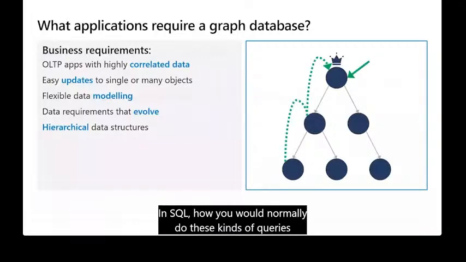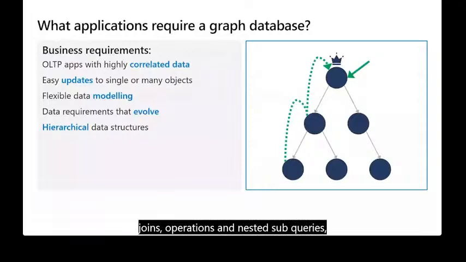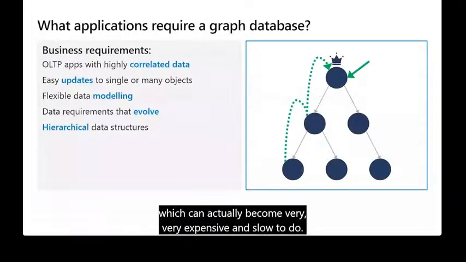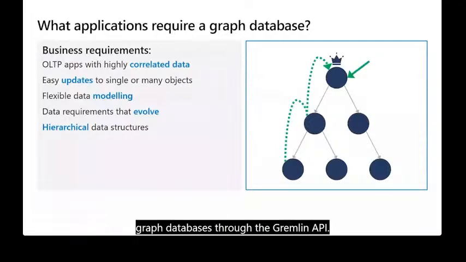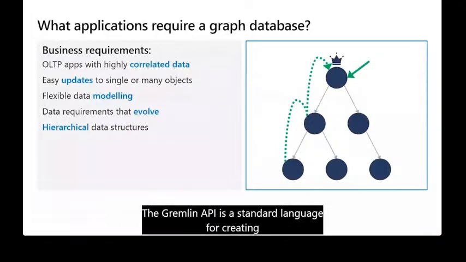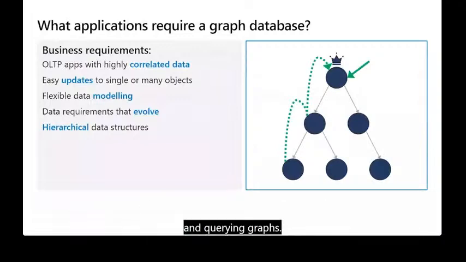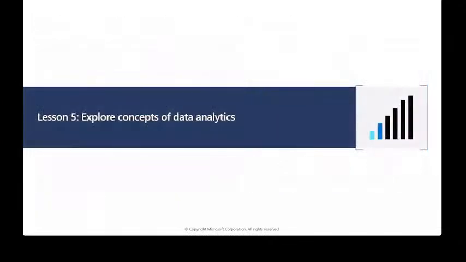In SQL, how you would normally do these kinds of queries is that you might have to do a lot of recursive joins, operations, and nested subqueries, which can actually become very, very expensive and slow to do. So Azure Cosmos DB supports graph databases through the Gremlin API. The Gremlin API is a standard language for creating and querying graphs.